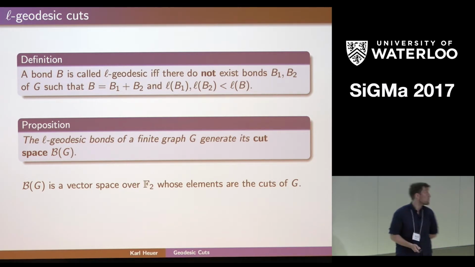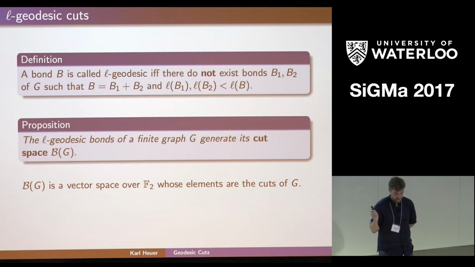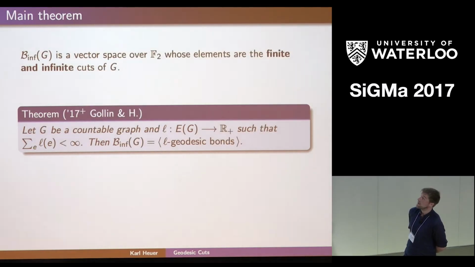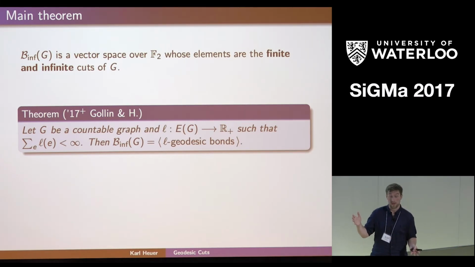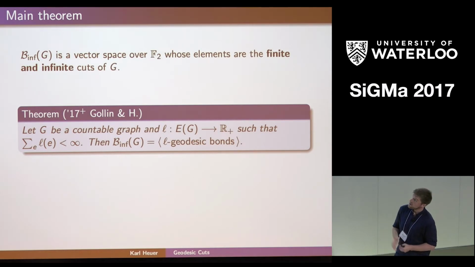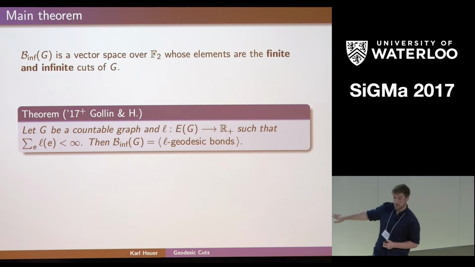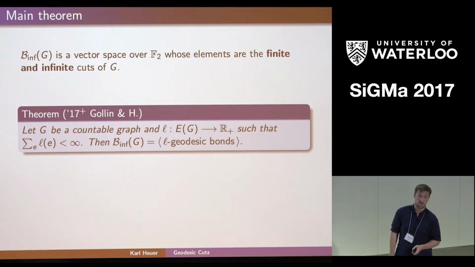Yes, okay, but now let me come to the main theorem. And this theorem holds also for infinite graphs, but they're also generating another space, namely the infinite cut space. So its elements are now well, finite and also maybe infinite cuts. And as soon as we have a countable graph with a summable length function as before, this space is generated via thin sums by the L-geodesic bonds. This is a very current result together with Pascal Gollin, and it's not even written up yet.